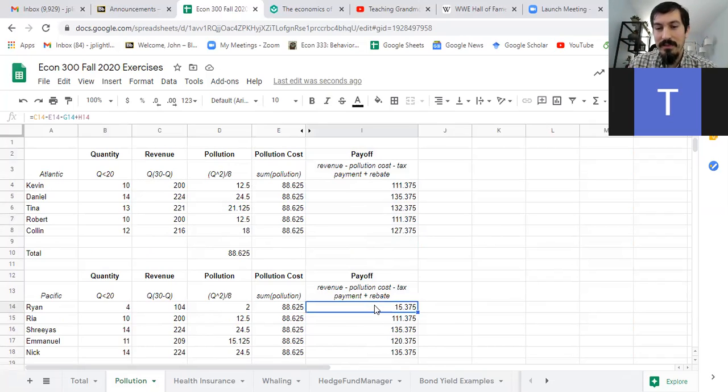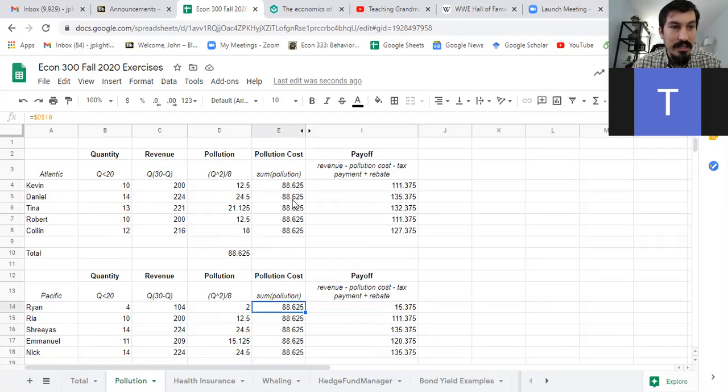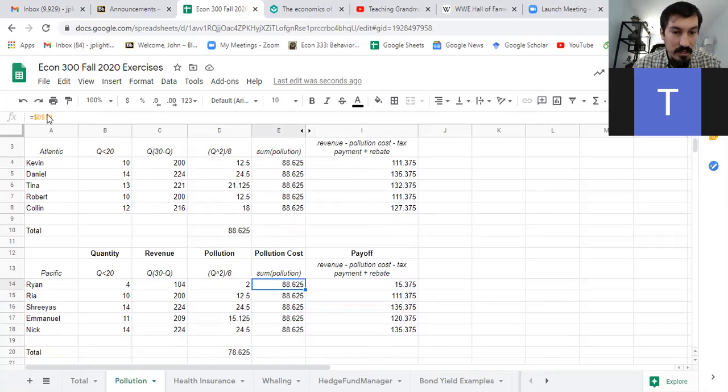Ryan, ooh, you only made 15 points now, while Shreyas said 135. What the? The pollution costs were exactly the same. How is that? Oh, no, no, no. This is wrong. Sorry, I copied this and I didn't. This should be D20. Let me fix this real quick. I apologize for my bad Excel. There we go. Ooh, it's even worse. No, it's a little better for you guys.